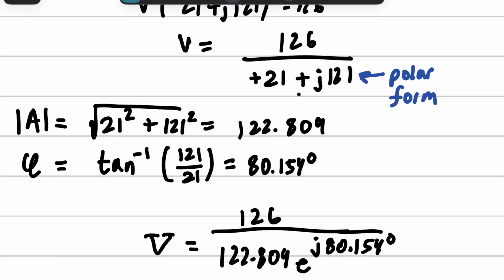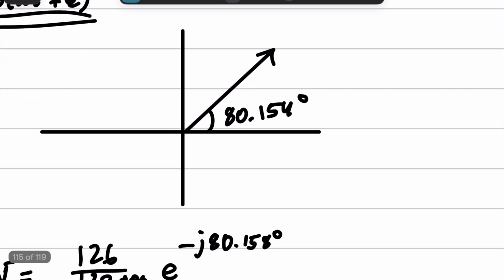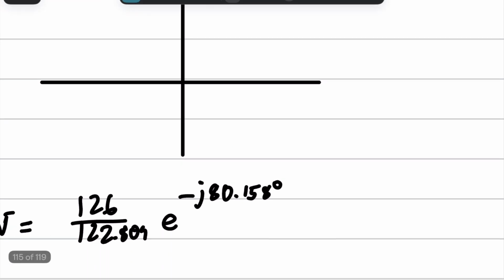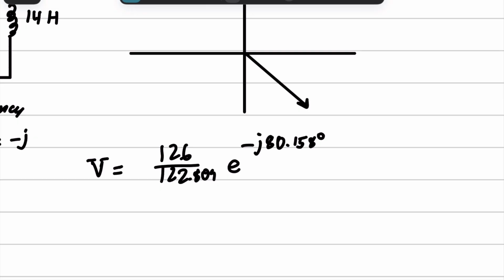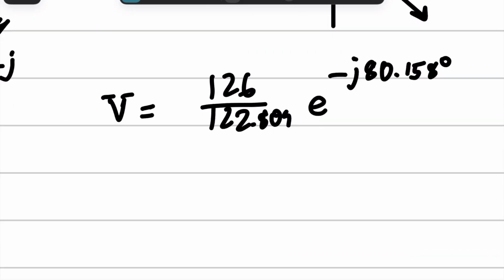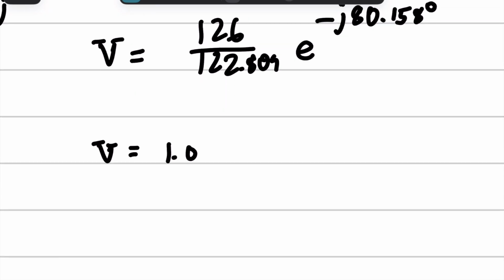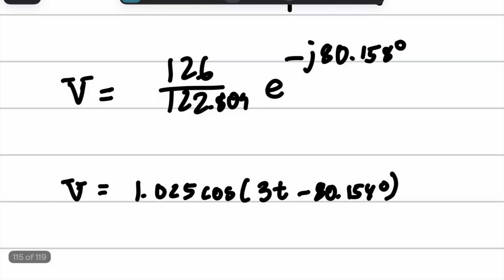So actually, at first we were in the first quadrant. This individual thing was in the first quadrant, but v itself is actually in the fourth quadrant, like so. And so when we simplify this down, we get 1.025 cosine of our original omega 3t minus 80.154 degrees.